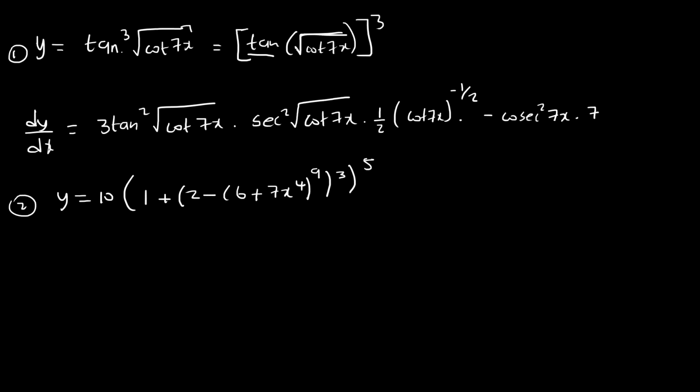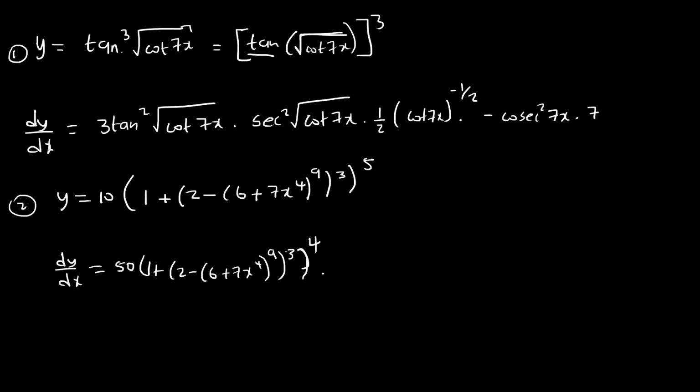Then derive that. So we don't have to simplify anything. We can see the main function is exponent 5. Exponent 5 times 10, we have 50. Then what's left? We are left with exponent 4. Inside the bracket does not change. This is still 9. This is still 3, 4. Then now we are done with exponent 5.